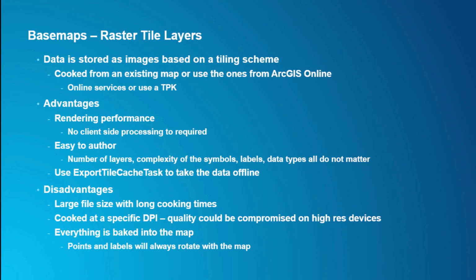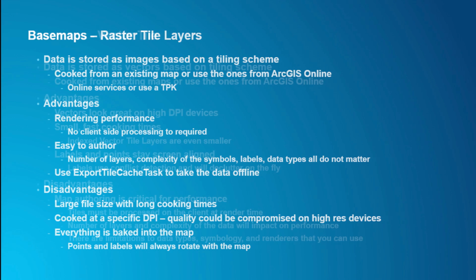And everything is baked into the image, right? So if I start rotating my map around, all my labels and stuff that I've authored in my desktop, all my symbols, they're all just going to stay aligned with the image because nothing's changing, right?